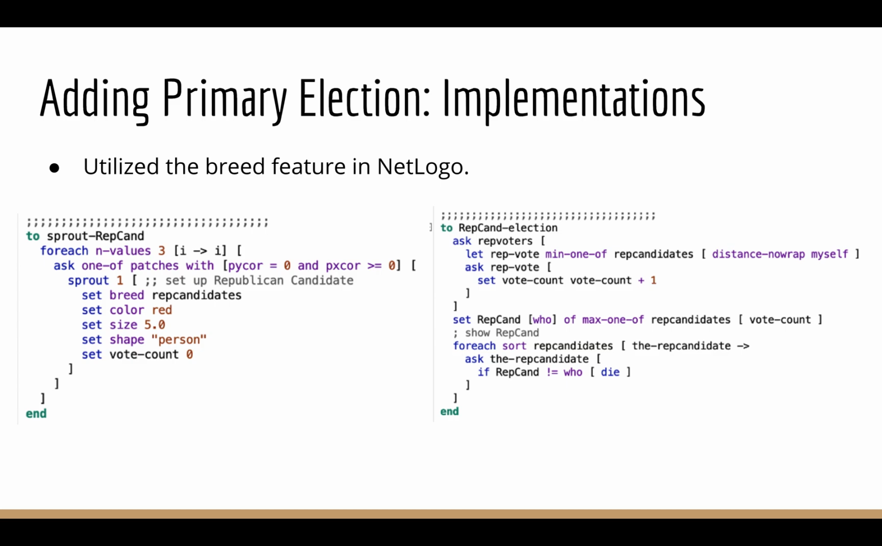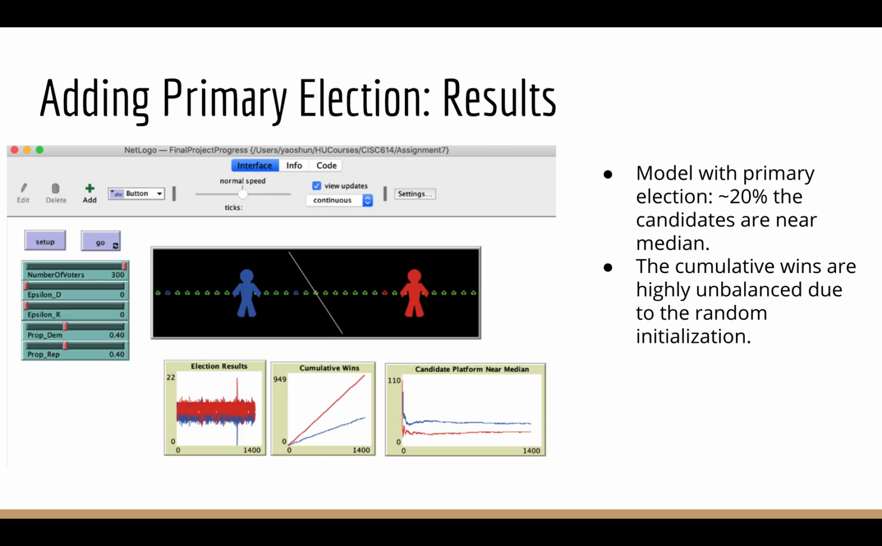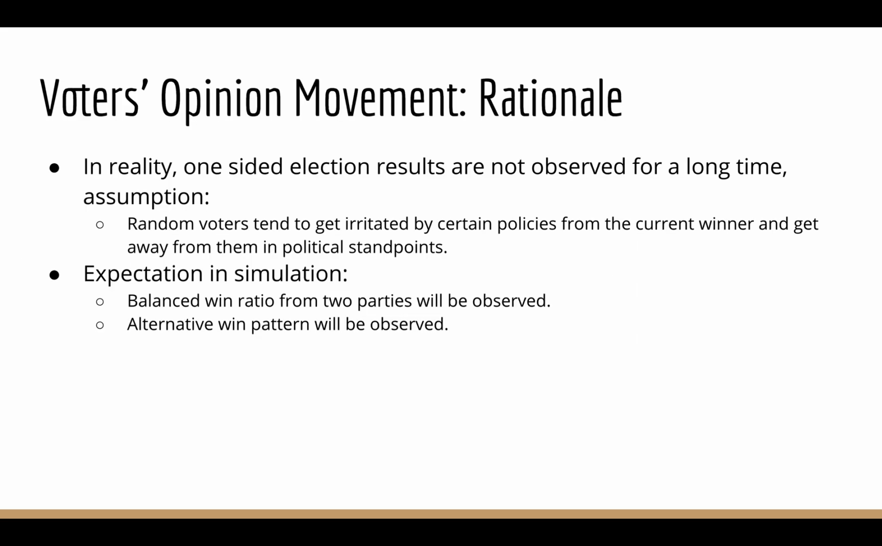With the primary election on, the candidate platform near the median gets significantly reduced to 20% after simulation. However, there is still one problem: the cumulative wins are highly unbalanced due to the random initialization. So if the random initialization favors the Republican party, in this case the Republican will become dominant in the long run. This is inconsistent with what we observe in reality.